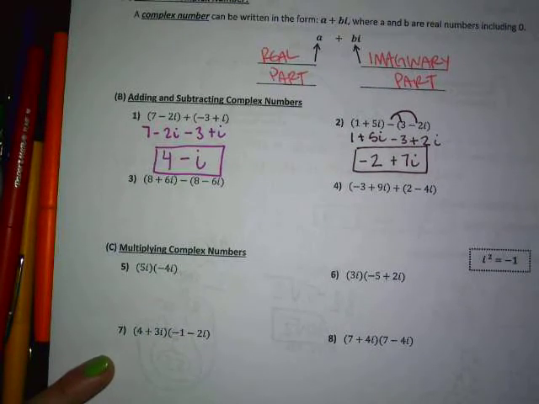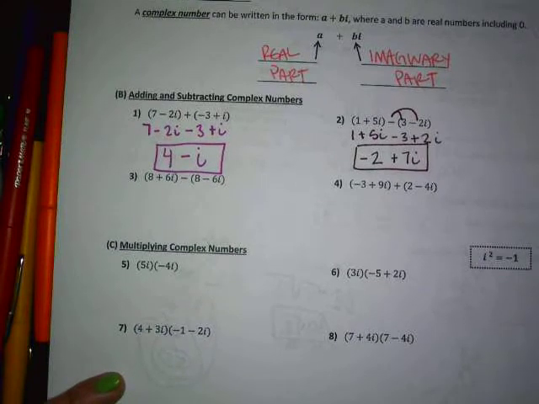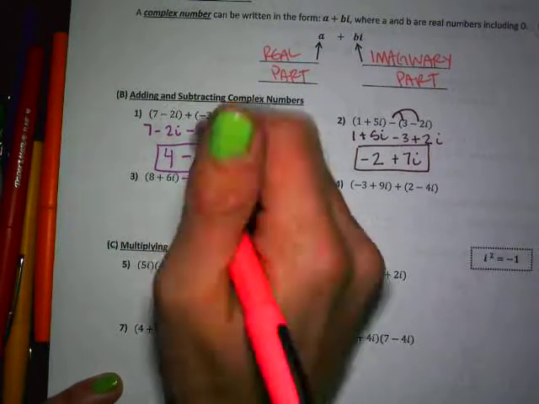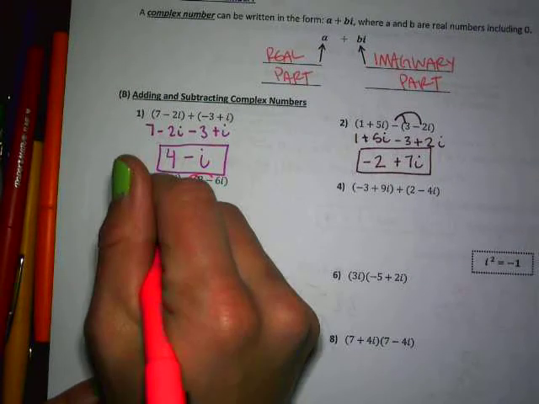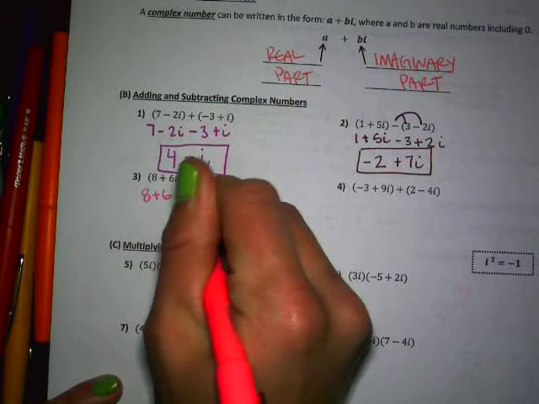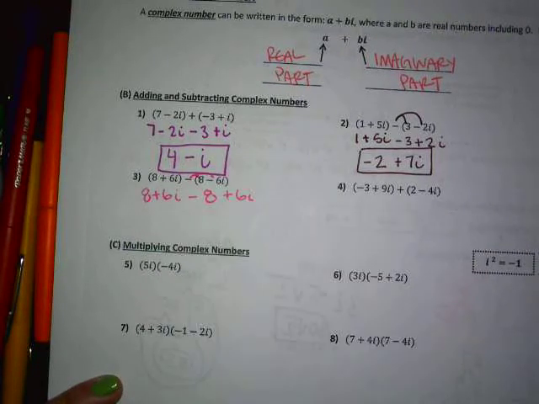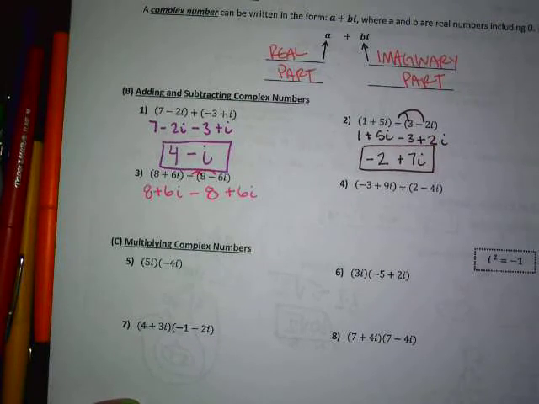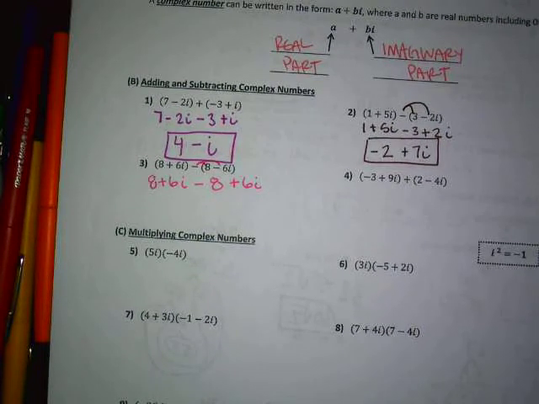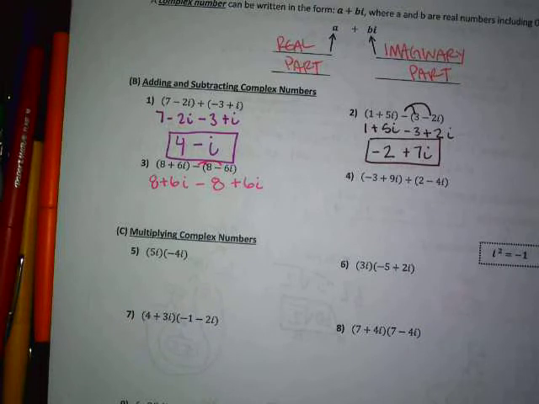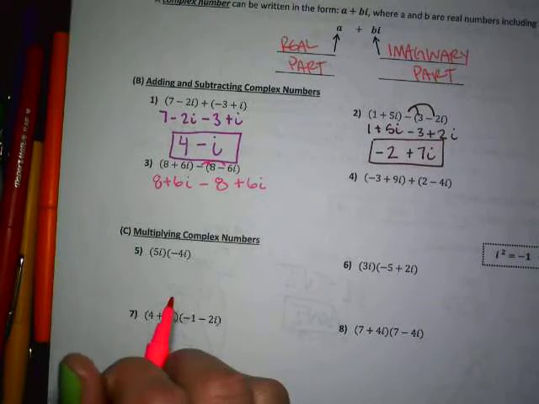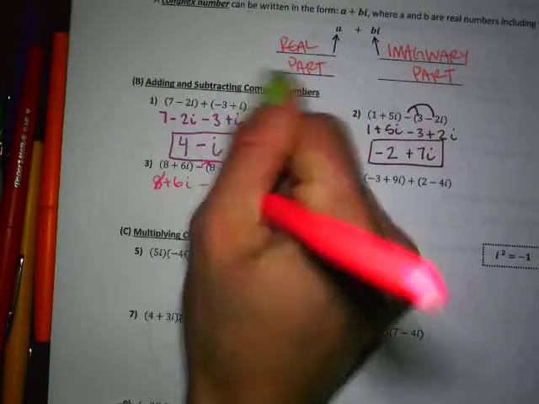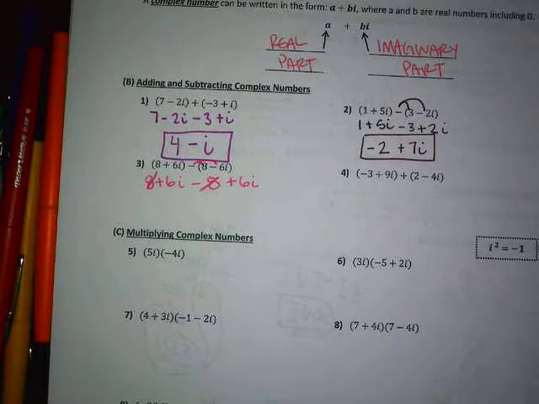Okay, number 3. I'm going to call in some people. Julian, on number 3, what do I do first? Very good. Distribute the negative, and so I get 8 plus 6i minus 8 plus 6i. All right, Teresa, what do I do next? Add the real numbers. So what is 8 minus 8? 0. It cancels out. So you don't actually have to write 0. If you want to, you can, but they cancel.